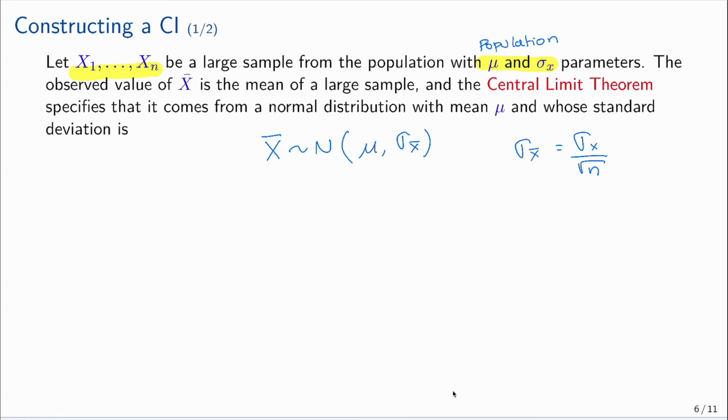Now, since sigma is unknown, we can approximate sigma with the standard deviation of the sample. To construct a confidence interval of b percentage, whatever b number is, we need to find out the confidence interval given by x bar plus or minus a times sigma x bar. So, in other words, given b, we need to find a.